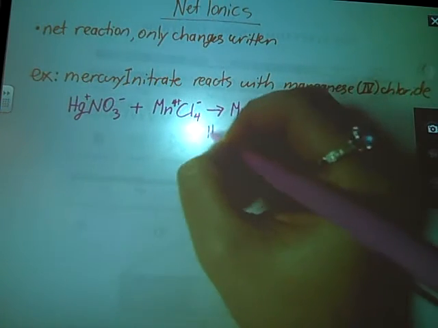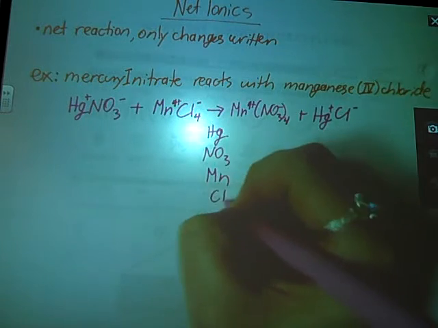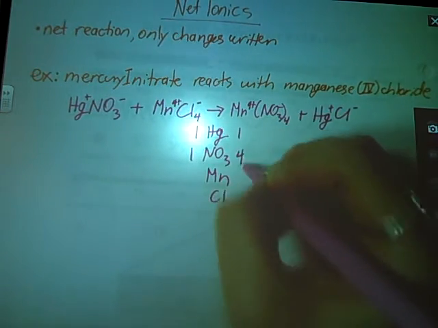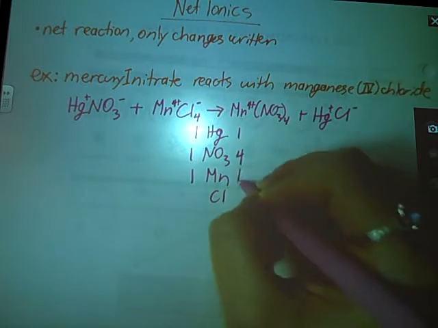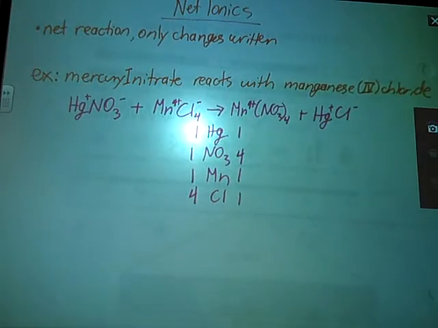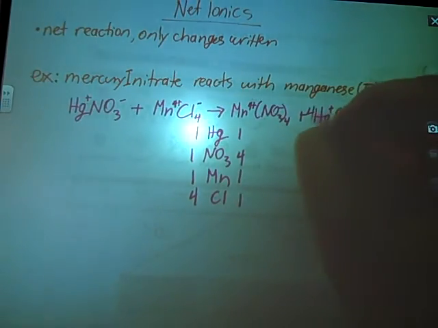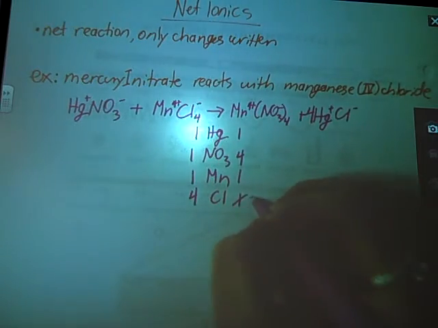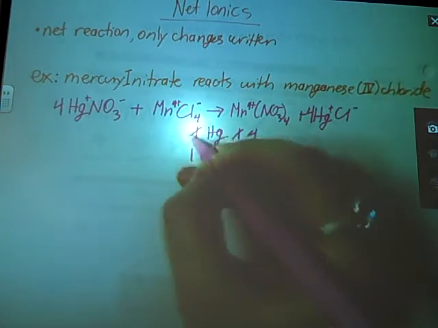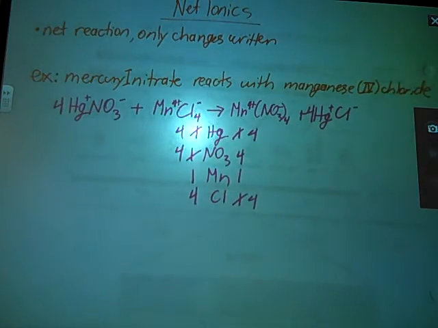To balance this right quick, I'll go through the whole process just so you can see it. 1 over there, 4 over there, 1 and 1, and 4 and 1. So my nitrates are not balanced. So let's see, I got 4 over here and 4 over here. So if I put 4 there, that gives me 4 chlorides and 4 mercuries, and 4 there, 4 mercuries, 4 nitrates, yay. Alright, balanced chemical equation.